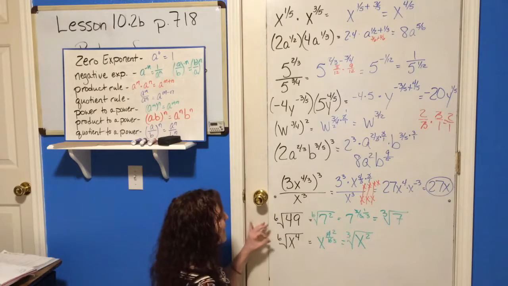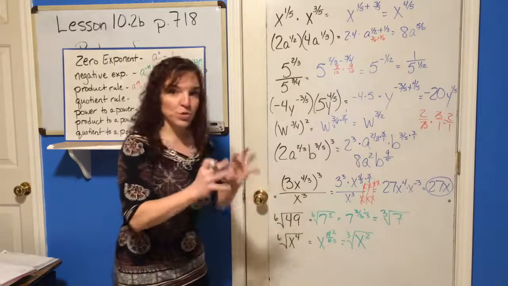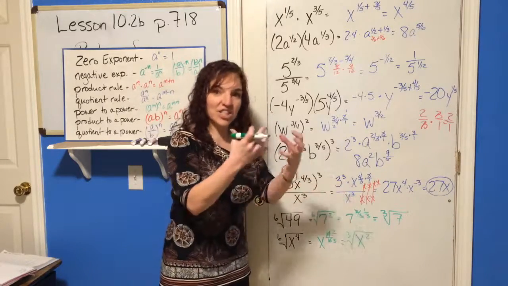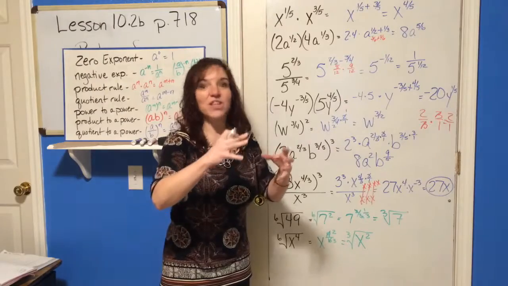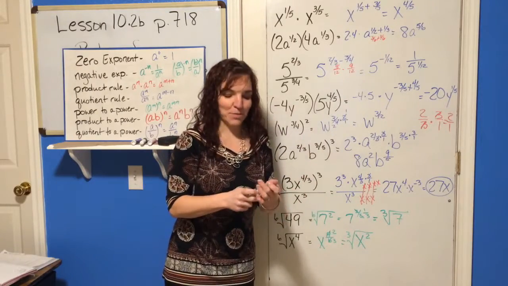All right? So this is the last section of your homework. What you're going to do is take the root, change that root to a fraction exponent, and then reduce, and then change the fraction exponent back to a root. And that'll be a simplified root.